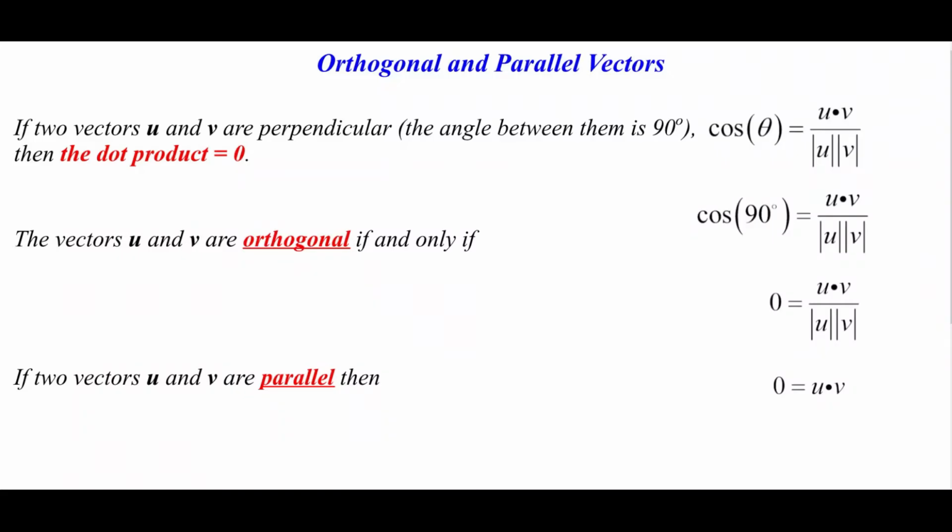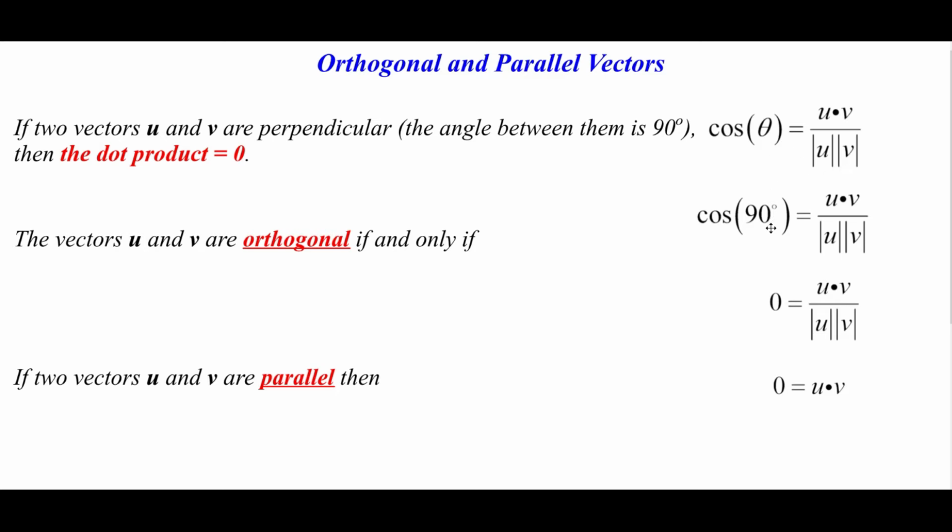In this video, we're going to look at parallel and orthogonal vectors. First of all, if we talk about two vectors u and v and they're perpendicular, then that means that the angle between them is 90 degrees. Remembering my formula for the angle between vectors, cosine theta equals u dot v over the magnitude of u times the magnitude of v.